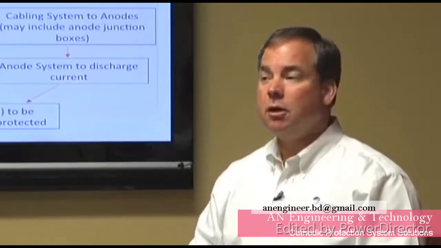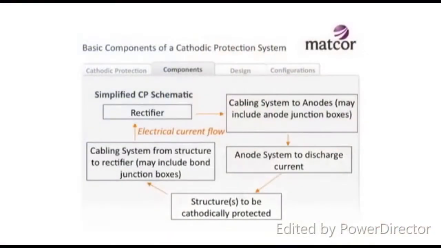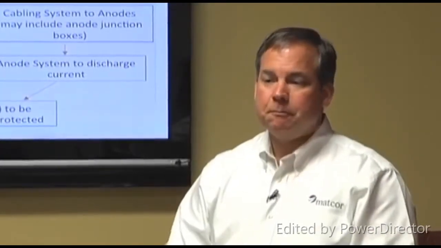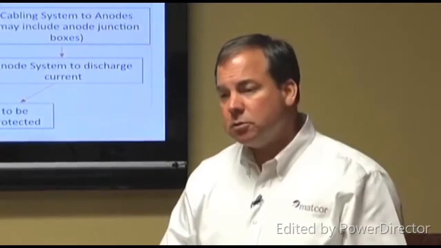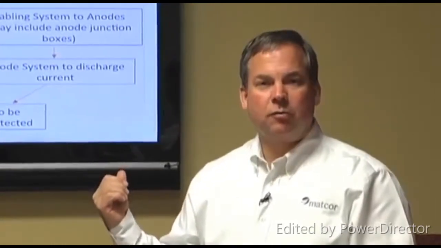It's a circuit. Now, if you were to cut those cables, it's an open circuit and current won't flow, just like in your house. If you cut the cables, your lights aren't going to turn on. So that's the basic schematic of what a CP system looks like. Now, we have all different flavors of structures. We protect tanks, we protect seawalls, we protect jetties, we protect pipelines. There's all different types of anodes, but that's basically how the system looks from an overview.